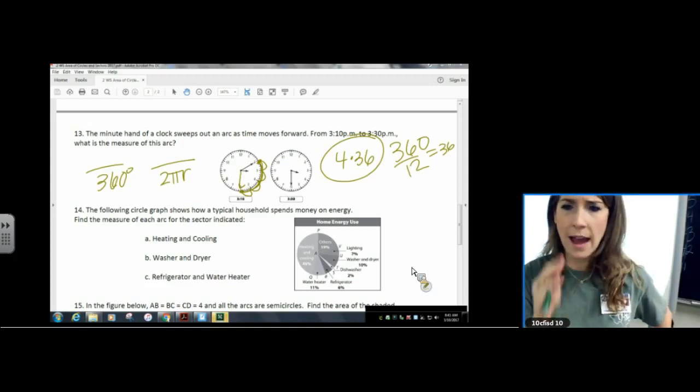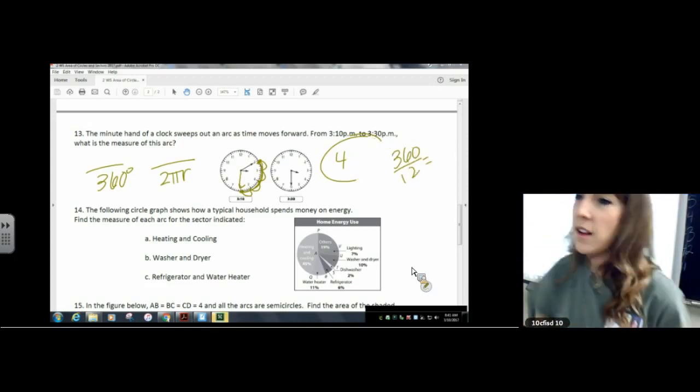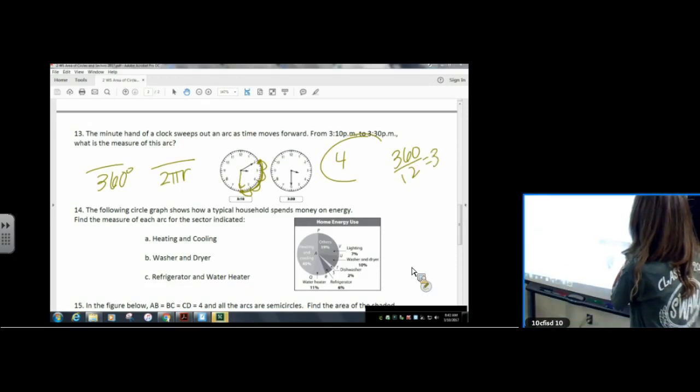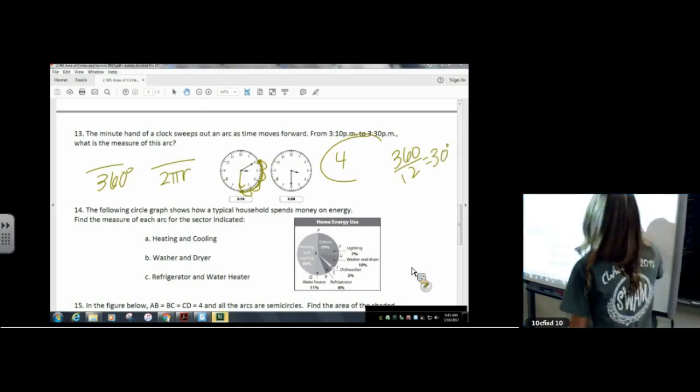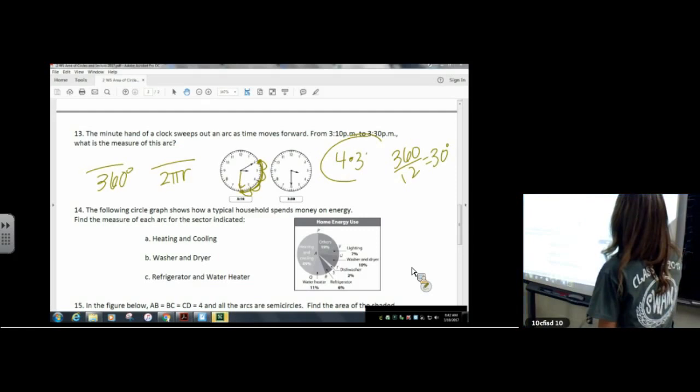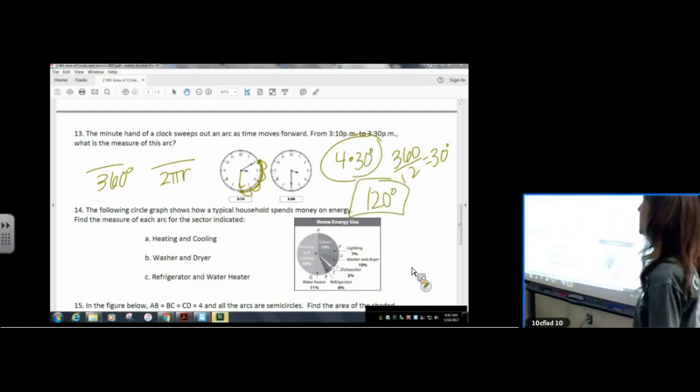Totally other ways to do that. I'm going to stop there though. Wait, no? Okay, 360 divided by 12 is officially 30. We traveled 4 spots. 4 times 30 degrees is where our 120 came from.